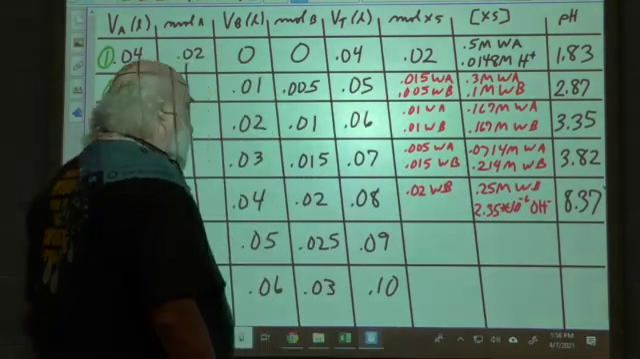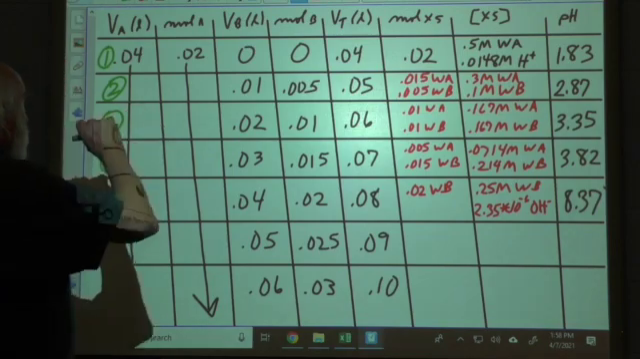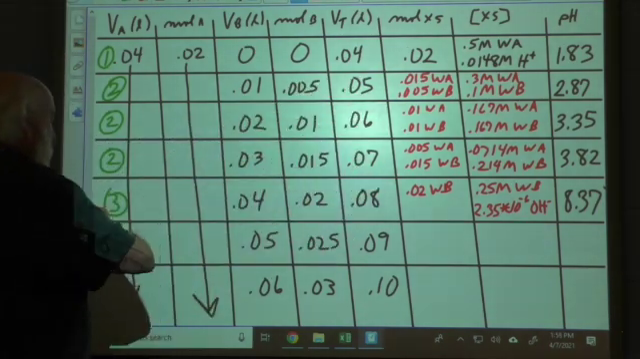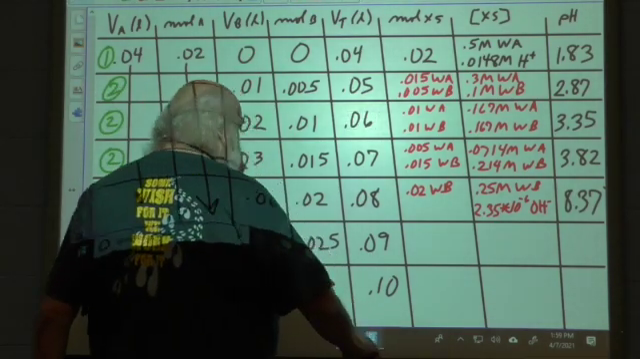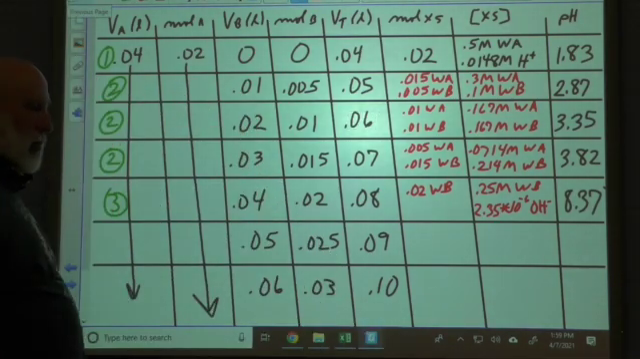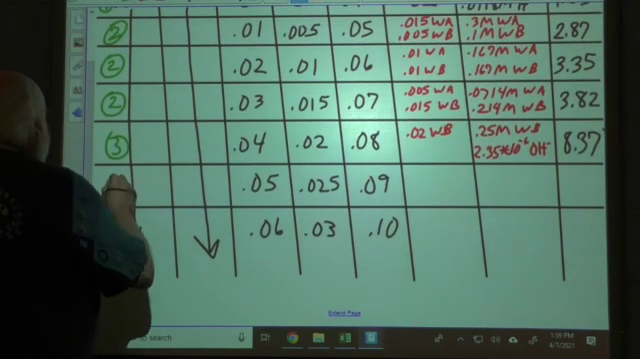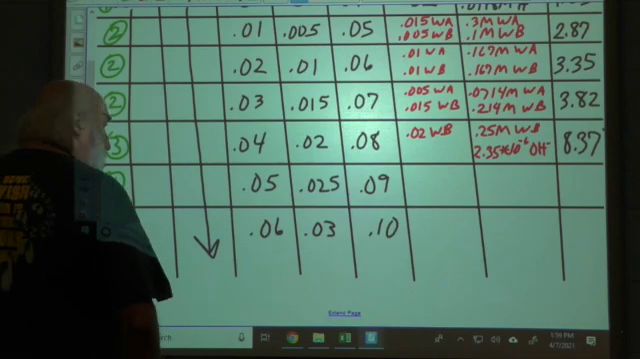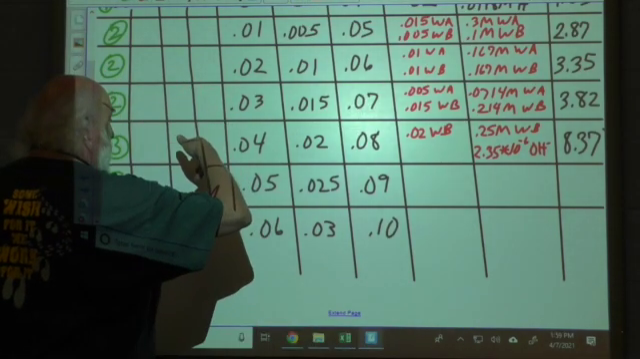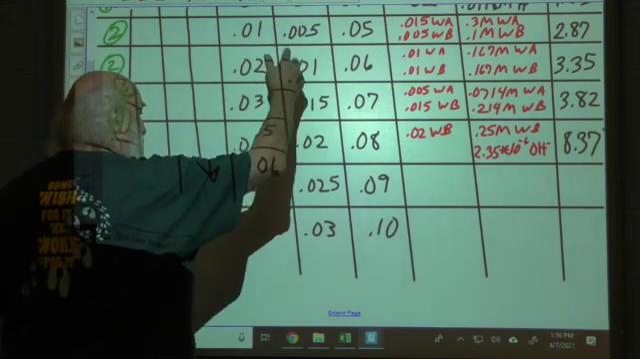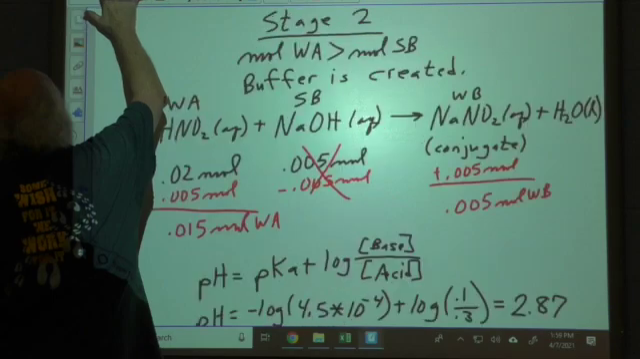Okay, that's stage 3. There's only one part for stage 1, and there's only one part for stage 3. Stages 2 and 4 can have multiple parts. Sometimes they will, sometimes they won't, depends on how many parts I give you. Stage 4. Now I got 0.02 of the weak acid, I got 0.025 of the strong base. That is stage 4.